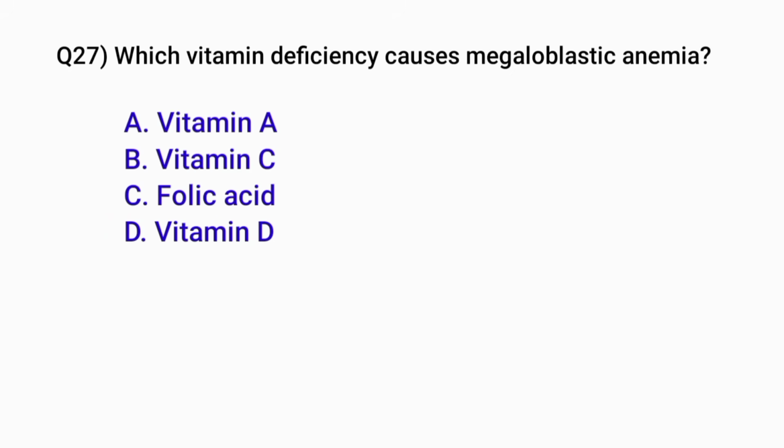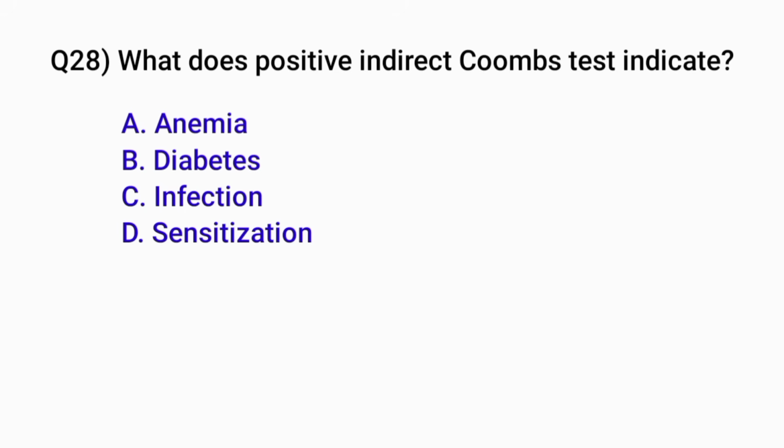Question number 27. Which vitamin deficiency causes megaloblastic anemia? Correct option is C, folic acid. Question number 28. What does a positive Coombs test indicate? Correct option is D, sensitization.